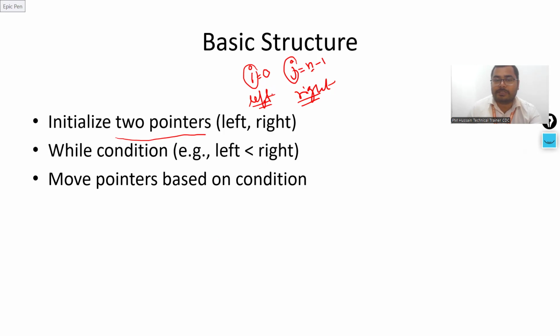Just remember that in the two-pointer technique, we use two variables which point to certain indices of an array or string. While iterating through the array, we check a condition, and until this condition is true, we keep iterating over the array and move the pointers based on some condition. So this is the approach we follow for the two-pointer technique.